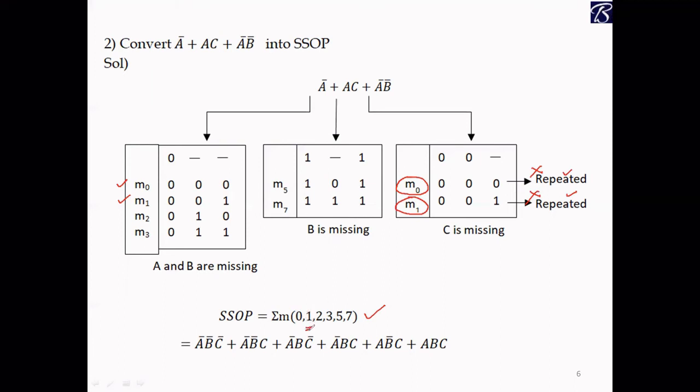So 1 means 0, 0, 1. That's why A bar, B bar, C. And 2 means 0, 1, 0. That is A bar, B, C bar. Like that, 7 indicates 1, 1, 1. That is A, B, C. In this way, we can convert a given function into standard SOP where all the minterms consist of all the variables.